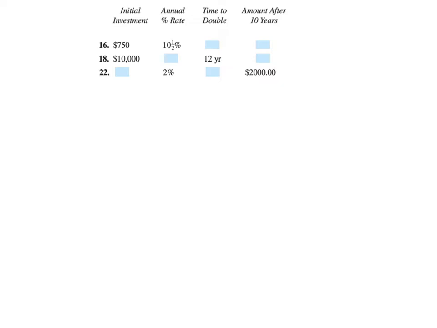If you look at this one, it's said to be in the exponential growth model. All right? With initial investments, annual rates, time to double, or amount after 10 years. And they're going to give you 2 things, and you have to find the other 2. And so you're just going to start manipulating things. Now, this initial investment, what does that give you? That basically is our C.